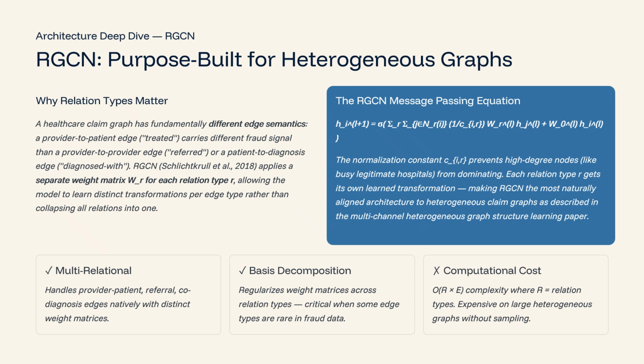Think about what that means for detection. A kickback ring exploits referral edges. Upcoding fraud shows up in diagnosis to procedure edges. Identity theft lives in patient to provider edges. If you are using a homogeneous GNN, all of those signals get averaged together. RGCN separates them and the results reflect it.